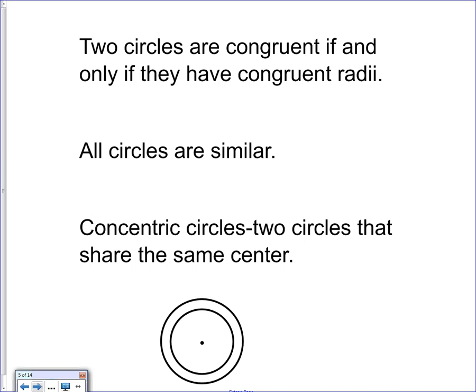All circles are similar. Again, when we say similar, we mean that they all have the same shape, right? So all circles have the same shape. Maybe that makes even more sense than saying that they're all similar. And then concentric circles, an example is on the bottom of the screen here. They have the same center, and then two different circles that go out from that center. So just the radius is different for them.